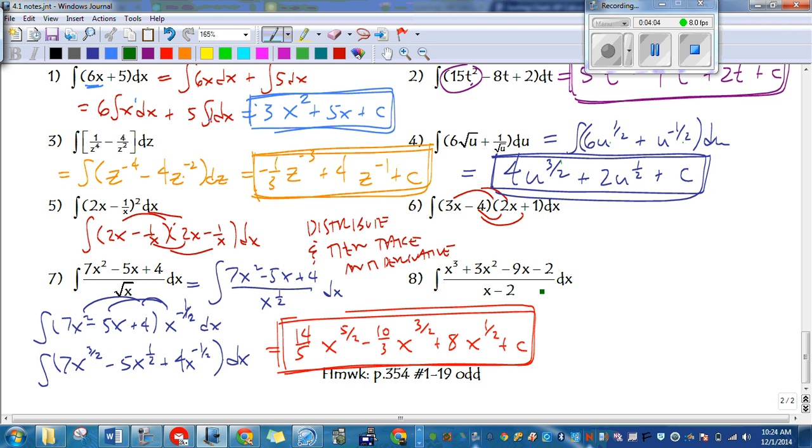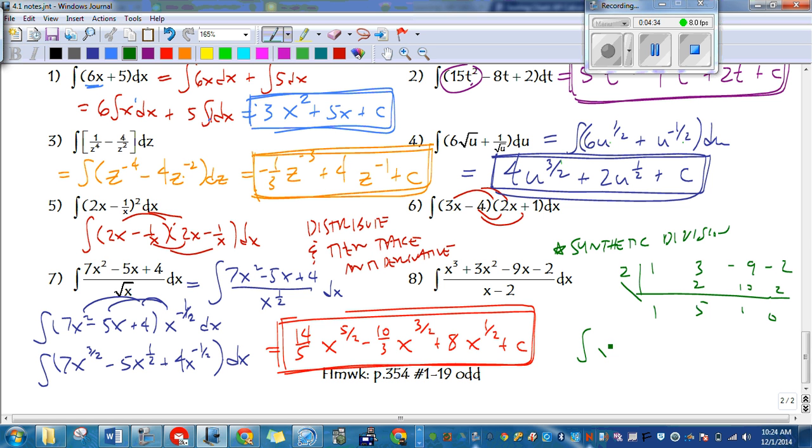And then for our last one here, we can't do the same thing when there's the x minus 2 on the bottom. So with this one, what we're going to need to use is synthetic division. So we can divide this synthetically. We put the 2 out in front. Our coefficients, 1, 3, negative 9, and negative 2. So bring the 1 down, multiply these, add those up. So if we divide those, we end up with x squared plus 5x plus 1 inside our integral.